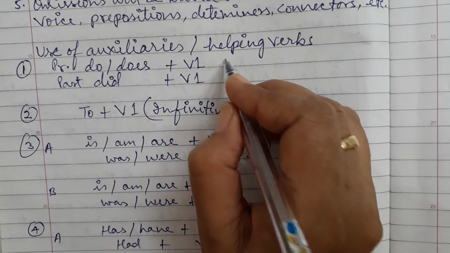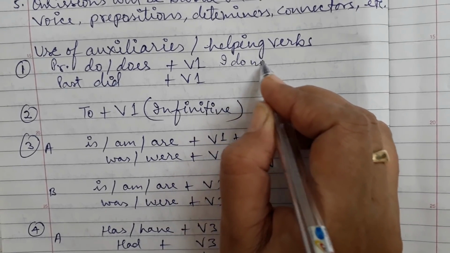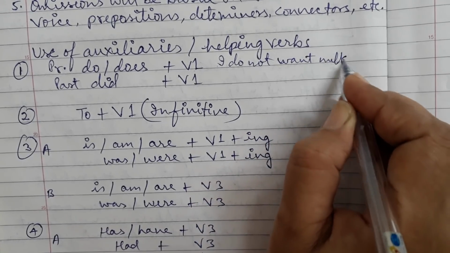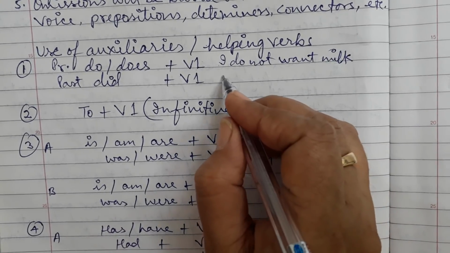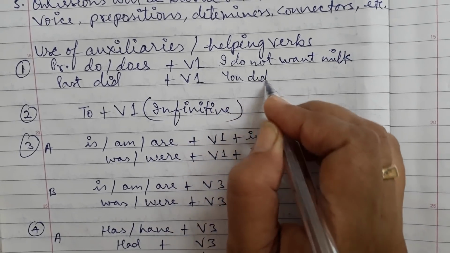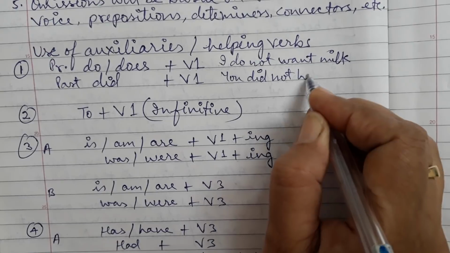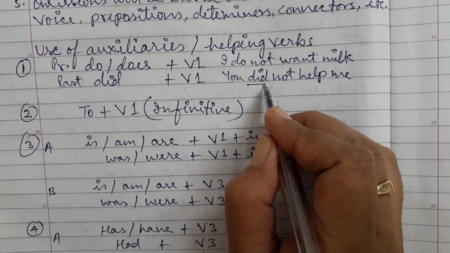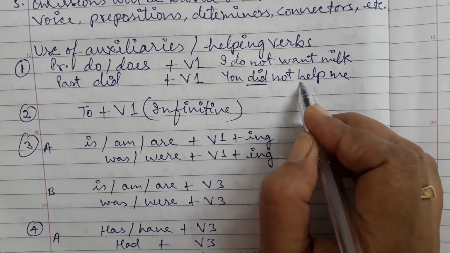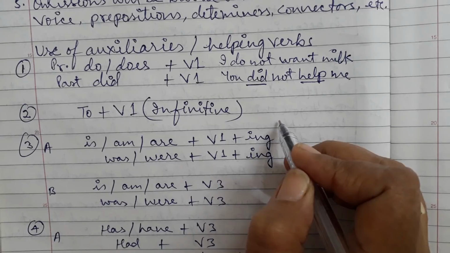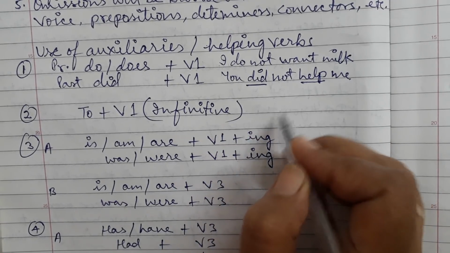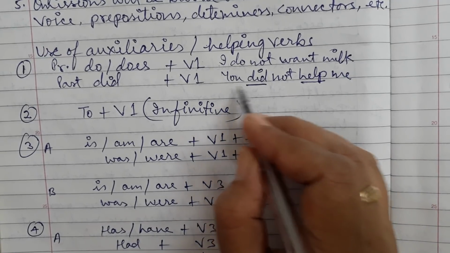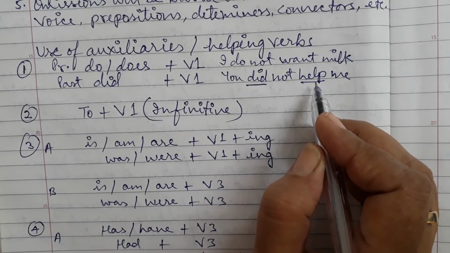For example, I do not want milk. You did not help me. Usually I have seen that children use did and the second form of verb: did not helped, why did you went? That is wrong. Whenever you are using did, you should use the first form of verb. Why did you go? You did not help.